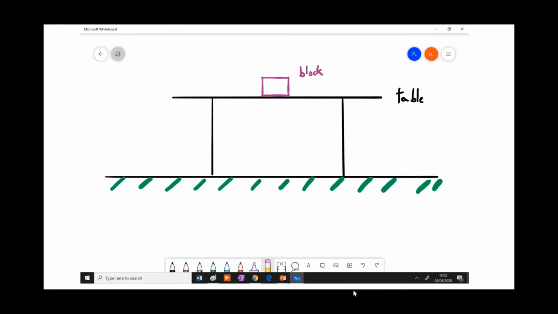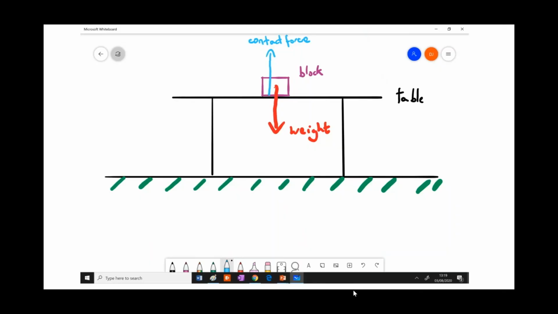Another example, a block on a table. What's the Newton's third law pair for the block's weight? Well, it's tempting to say the contact force, but that can't be right because not only is it not of the same type, it's also on the same object. You often see these contact forces being called reaction forces. I try to avoid that because it invites this very misconception. I try to call them contact forces or normal contact forces.